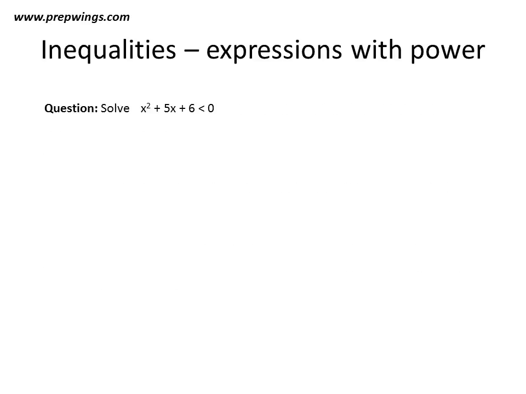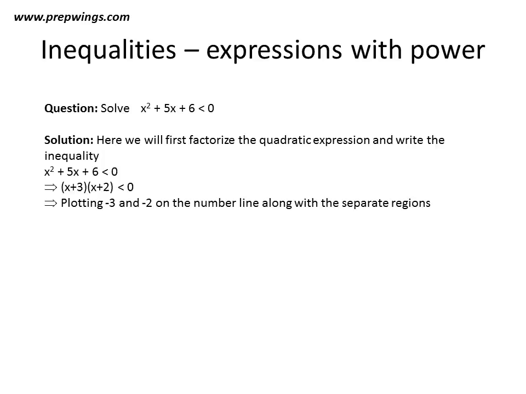We'll look at an example now. The question says x square plus 5x plus 6 is less than 0. Now here we'll factorize the left hand side first, which will give us x plus 3 into x plus 2 is less than 0.